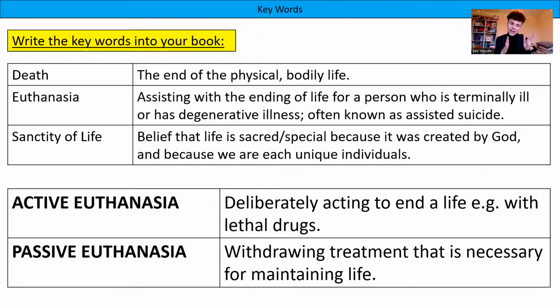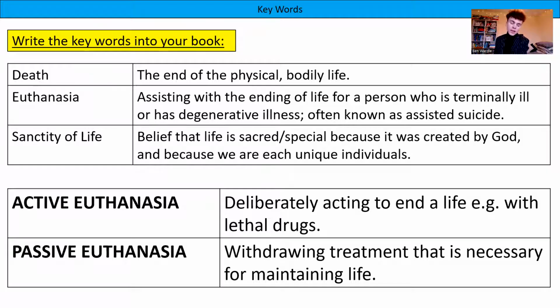Now, in terms of euthanasia, there are two different types that we need to know. The first one is active euthanasia, and this is deliberately acting to end a life, for example, with lethal drugs. And this is illegal in the UK. We will look in a moment at the countries where this is legal for certain reasons, but in the UK, it is illegal. And it is, as I say, deliberately acting. So that's a great way to remember it, active and acting. It's acting to end a life with, for example, lethal drugs.